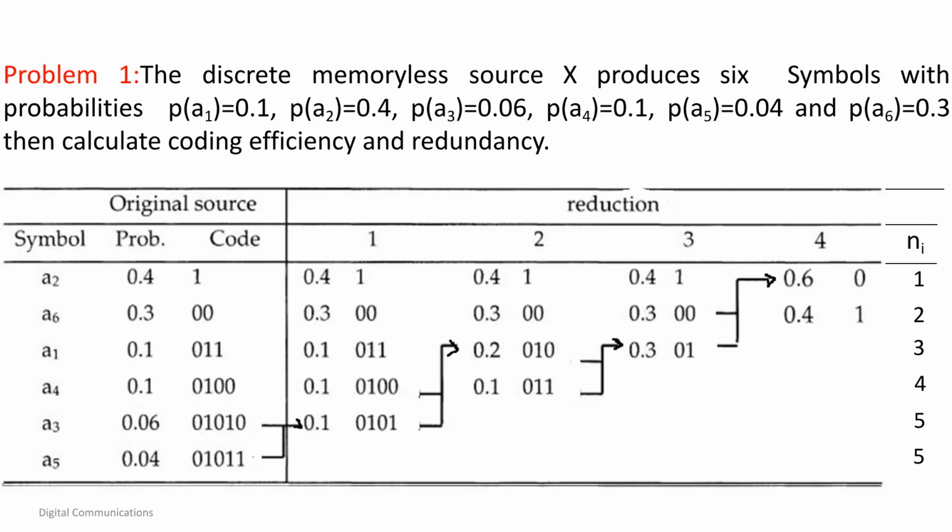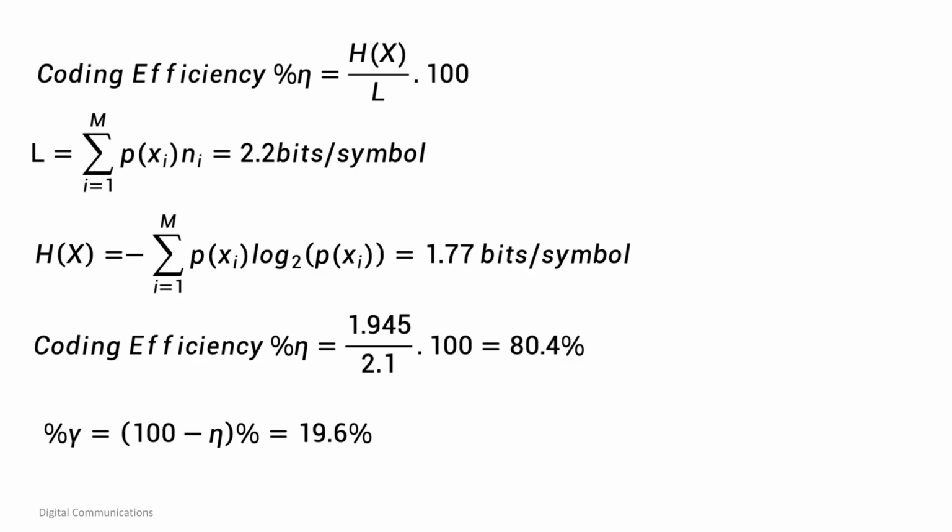Step 5. Calculate the practical average code length, entropy, coding efficiency, and redundancy. For problem 1, using Huffman coding with the given source symbols and probabilities, the average code word length L is 2.2 bits per symbol, and the entropy, h of x, is 1.77 bits per symbol. The resulting coding efficiency is 80.4%, and redundancy is 19.6%.